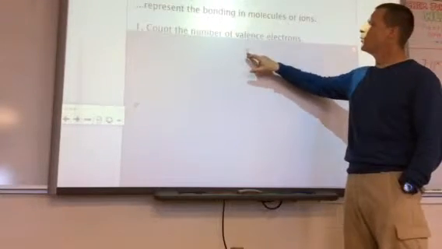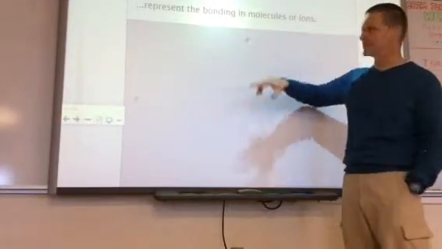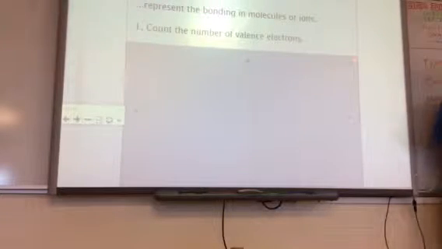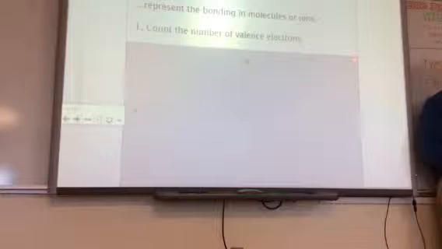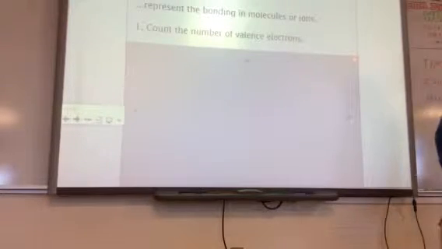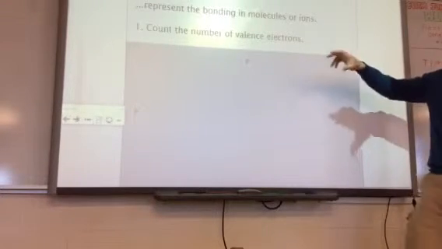Okay, so for number one, there's a 5-step process, by the way. When we do dot structures, the first thing that we do is we add up all the valence electrons from everything that's in the compound. Remember, we're going to have the formula of a compound, so the first thing we do is add the valence electrons. So you'll have the number of electrons, that's what we're aiming at.